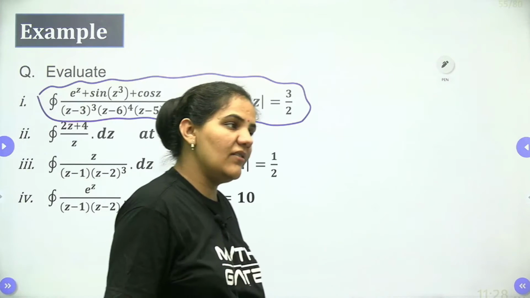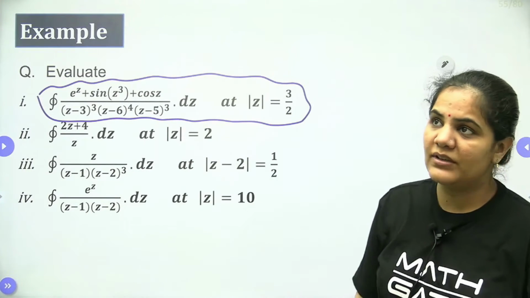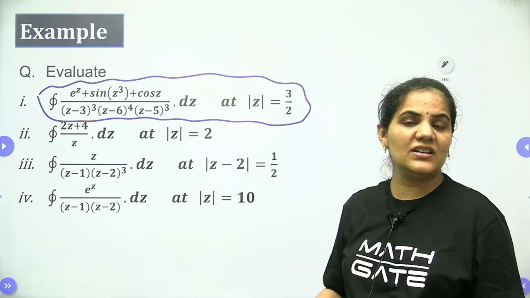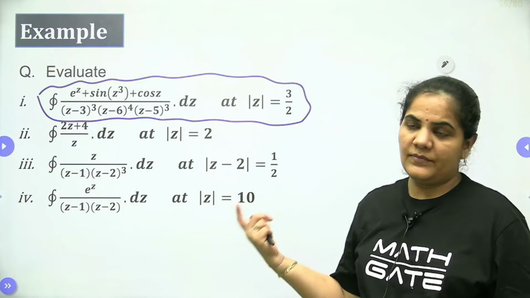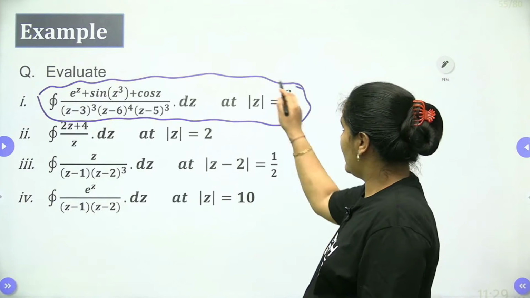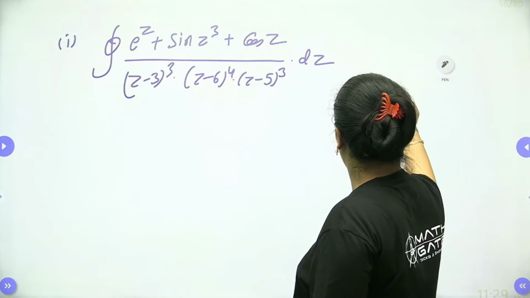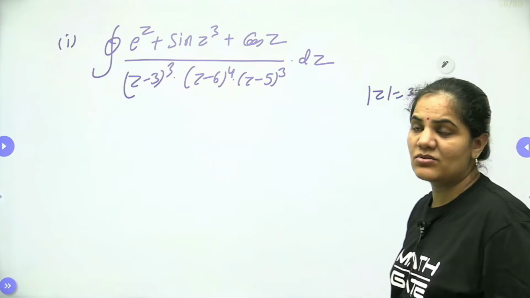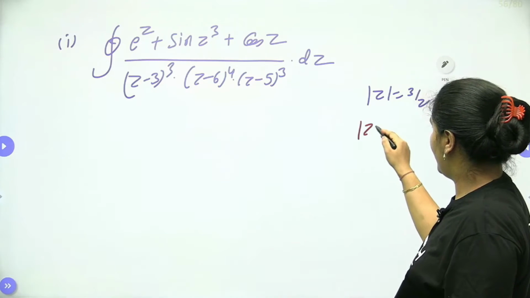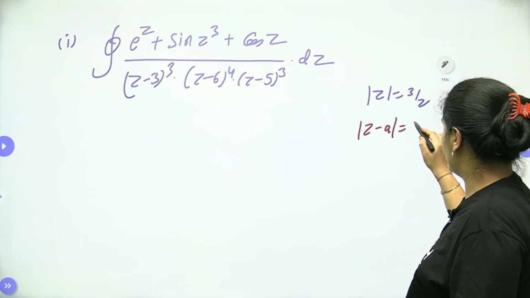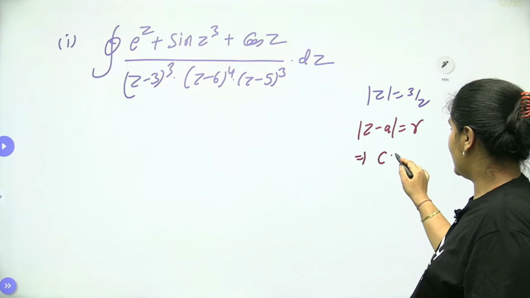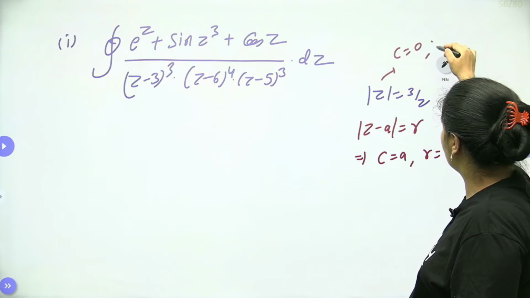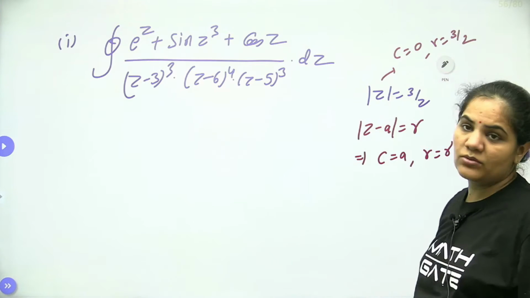We know very well that we use Cauchy's integral formula only in complex integration. Whenever we have to find the integration of any complex function, we use this formula. Here we have a closed curve, which is mod z is equal to 3 by 2. Comparing mod z minus a equal to r, we know the center is a and the radius is r. Here the center is 0 and the radius is 3 by 2.